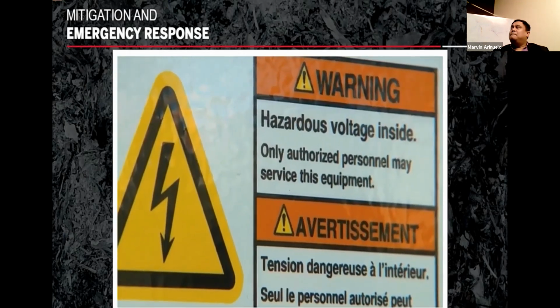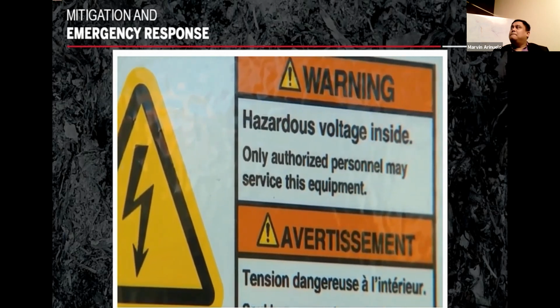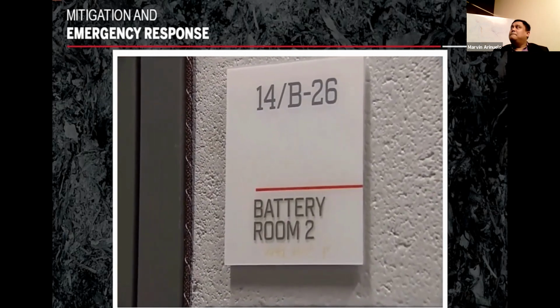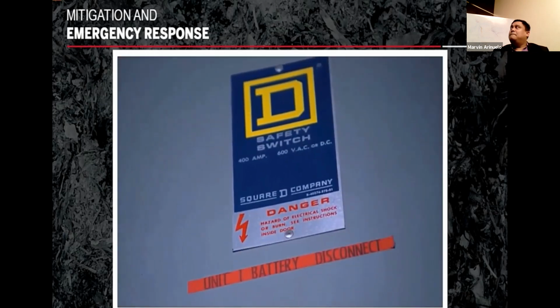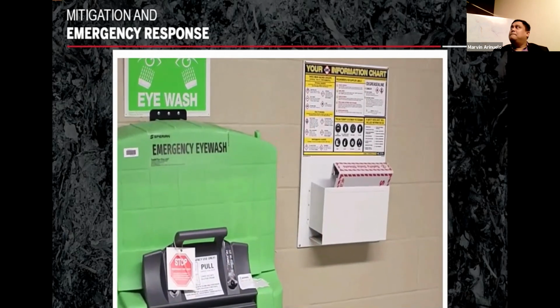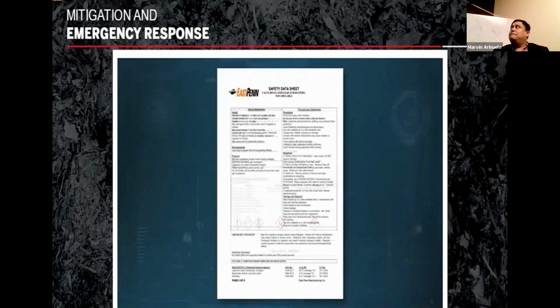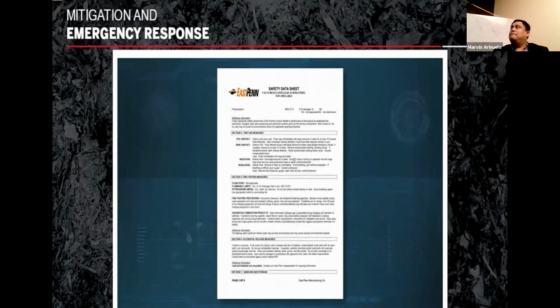Some labels may be generic, like a caution high voltage sign. Others may be more specific and identify a room as a battery room or identify the main battery disconnect switch. Look for SDSs that may be placed nearby the batteries. Reference these sheets to identify specific battery chemistry.